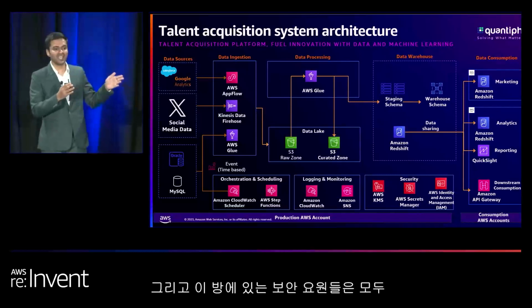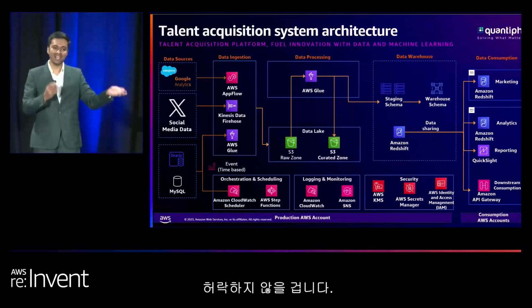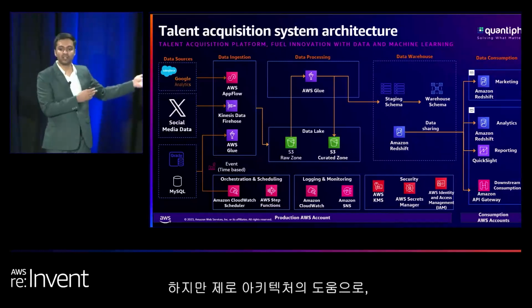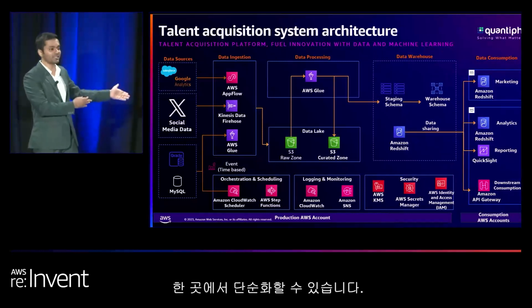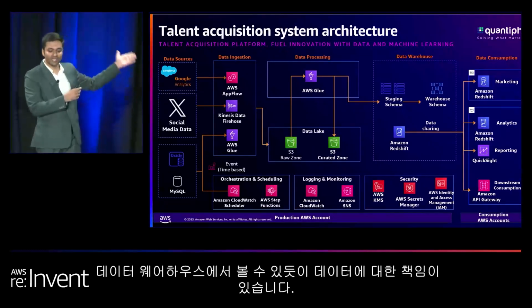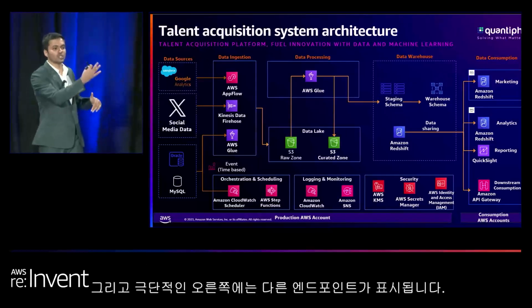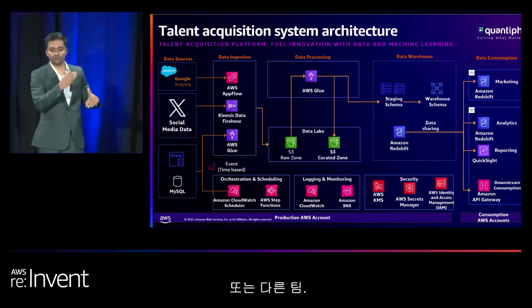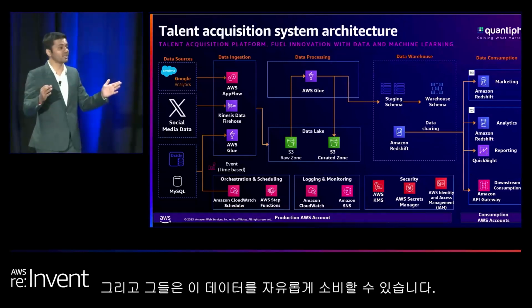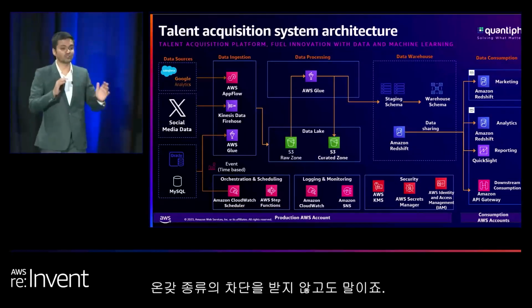And I'm pretty sure any security guys in the room will not allow that, because now you need to manage the security at 5 different places. But with the help of zero-ETL architecture, you can simplify that in one place. The producer is responsible for managing the security of the data, which you can see in the data warehouse, and on the extreme right you see different endpoints or different teams. They are the consumers, and they can freely consume this data without getting all sorts of blockers.